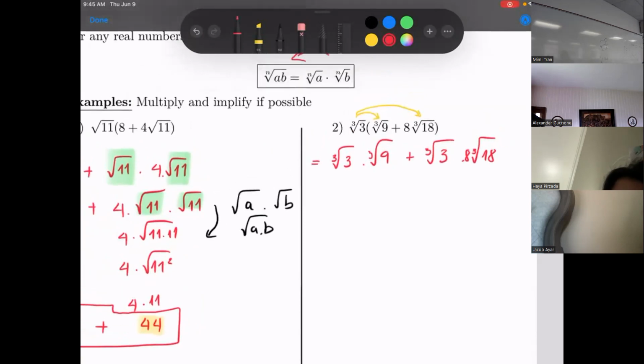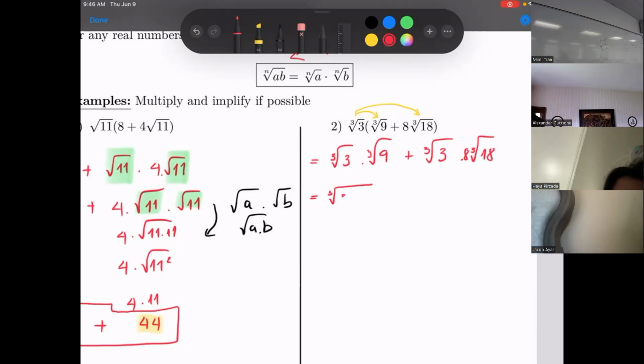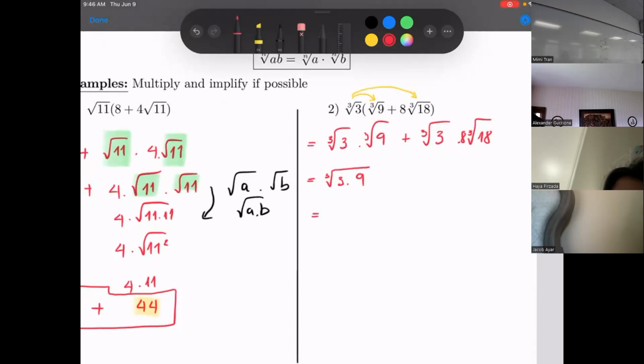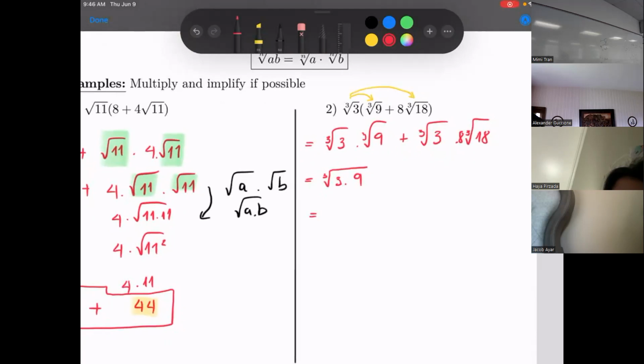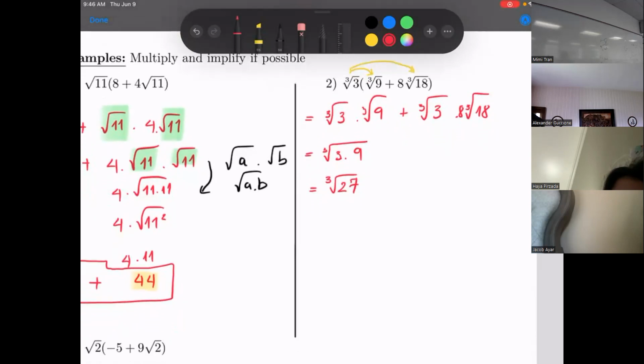Now remember the rule. They have the same index. Can I multiply the 3 and the 9? Yes, right. Remember the rule right here. This is the one in black. So root a times root b is the same thing as root of a times b. So cube root of 3 times 9. What does 3 times 9 equal? 27. What is cube root of 27? If you doubt yourself, use your calculator. It's 3, right? So we've done the first term.